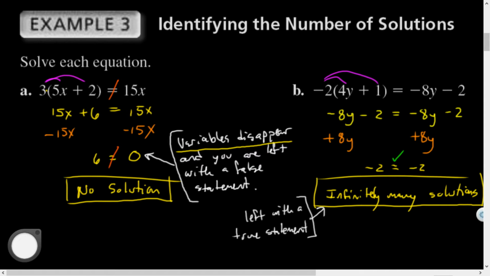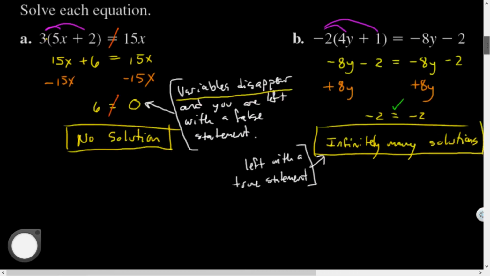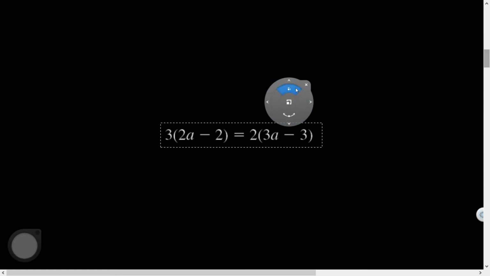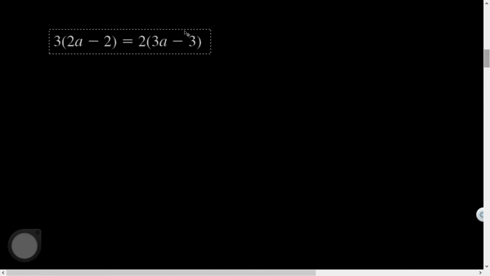Let me give you one more situation here, one more example of this. Yeah, this one will do. We'll do one quick example, and then we'll jump into some problems of the words. So here we go.